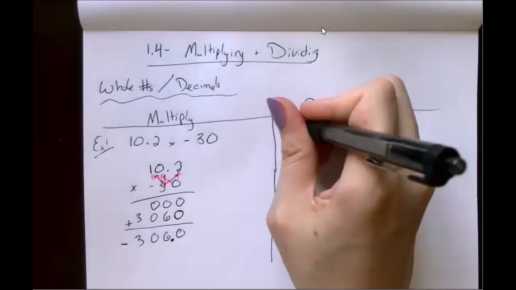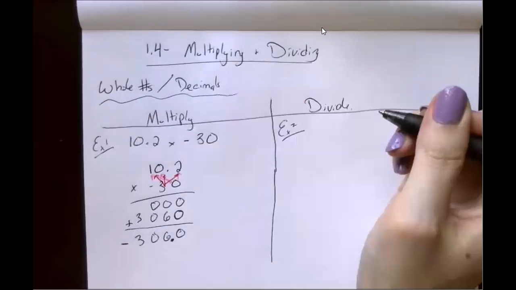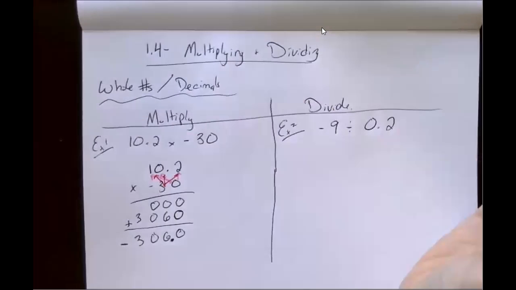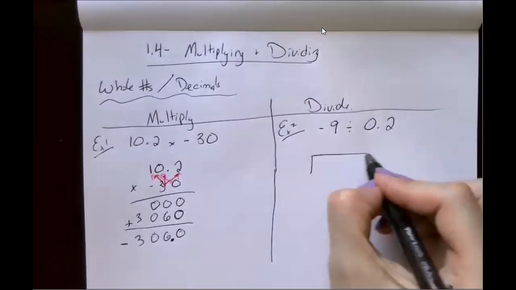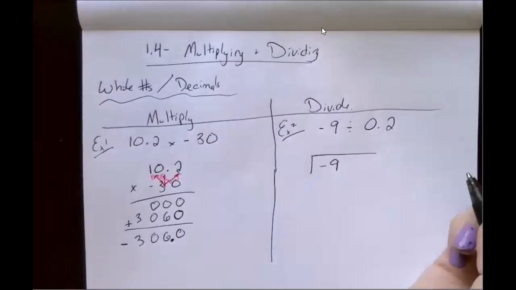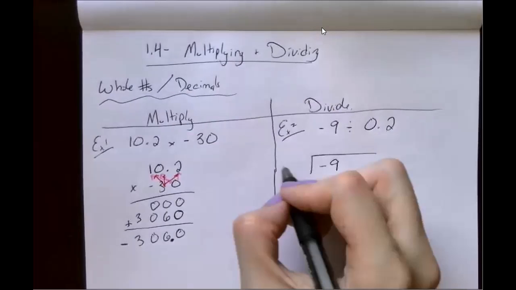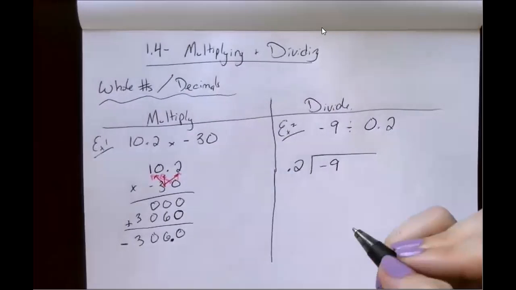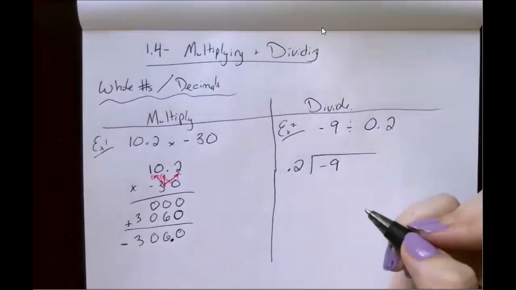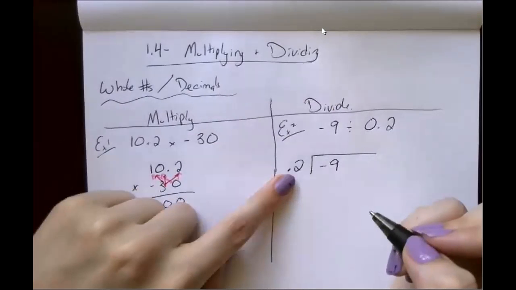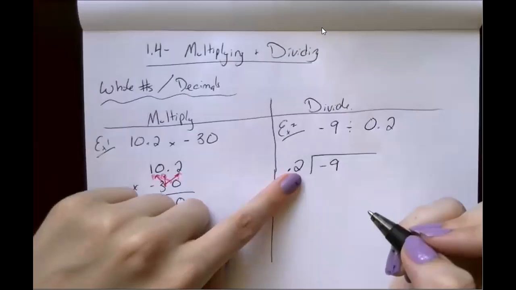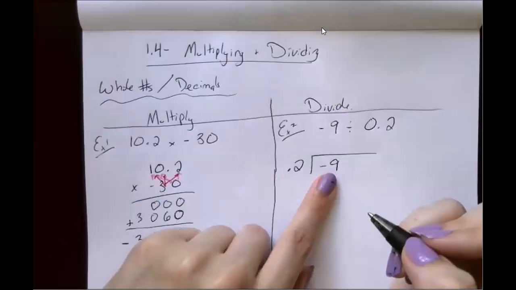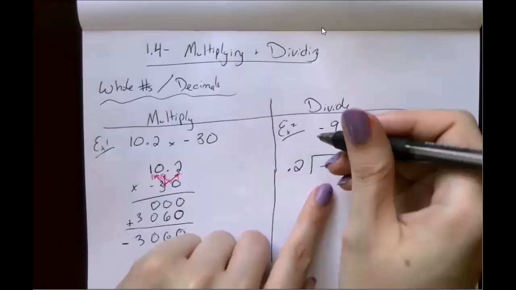Okay, for example 2, we will do long division. So negative 9 divided by 0.2. The way we would set this up, our negative 9 goes under our division sign. The 0.2 goes in front of our division sign. And then all we're going to do is ignore the fact that this decimal is here for now and just say how many times does 0.2 go into negative 9? And it goes in 4 times.